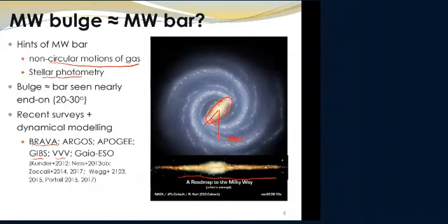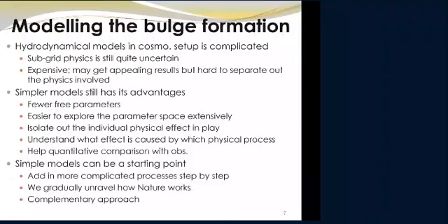I think before I talk about the modeling of the Milky Way bulge, I just want to say that there are commonly two approaches to model the bulge formation, and one is through the full-fledged hydrodynamical models in cosmological simulations. These hydro simulations generally are very complicated because the subgrid physics is quite uncertain, and they are also very expensive. So you may get some appealing results, but it's very hard to separate out the physics involved because everything is all together.